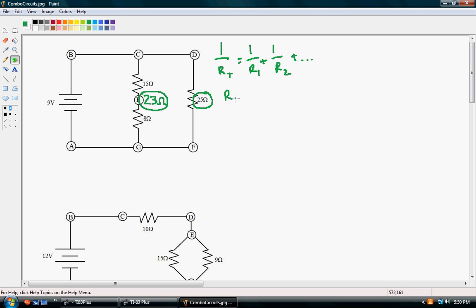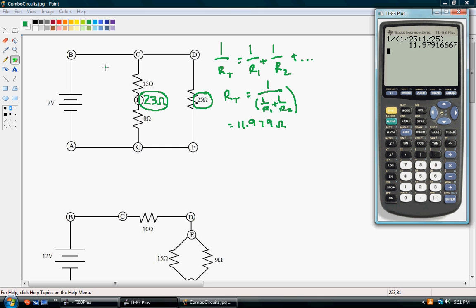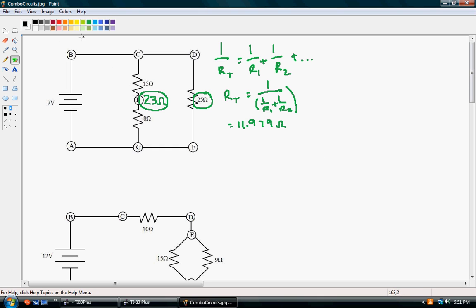So the way that I rewrite it is like this. Our total resistance is 1 divided by (1 over R1 plus 1 over R2). Anyway, it ends up being a total of 11.979 ohms. And using that, we can actually find our total current. So let me back up really fast. Voltage is equal to current times resistance. Therefore, if we want our current, it will be equal to voltage divided by resistance.